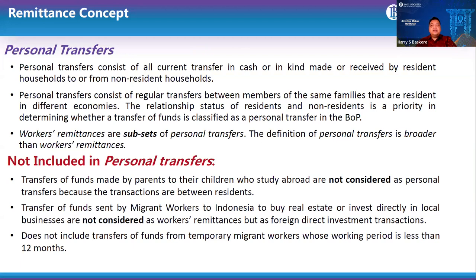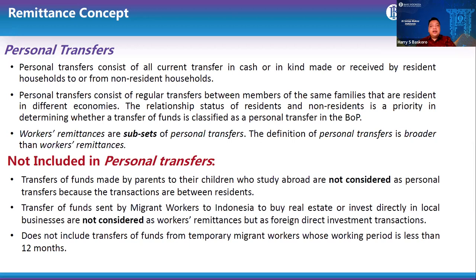Personal transfers that are recorded in the secondary income of our BOP are defined as follows. All current transfers in cash or in kind made or received by resident households to and from non-resident households. Personal transfers consist of regular transfers between members of the same families that are resident in different economies. Workers' remittances are subsets of personal transfers. The definition of personal transfer is broader than workers' remittances.